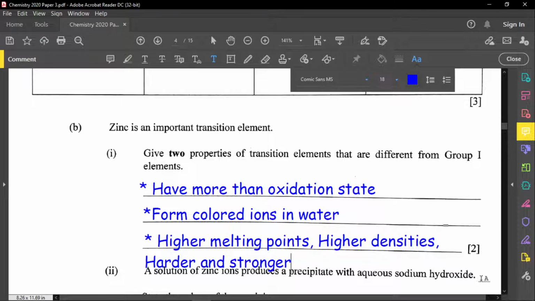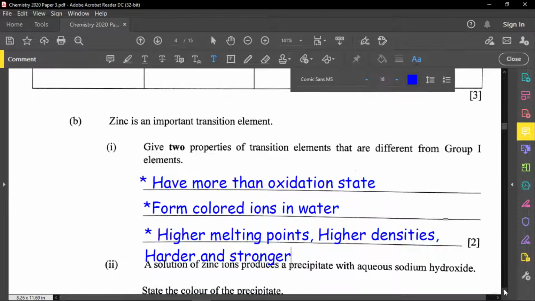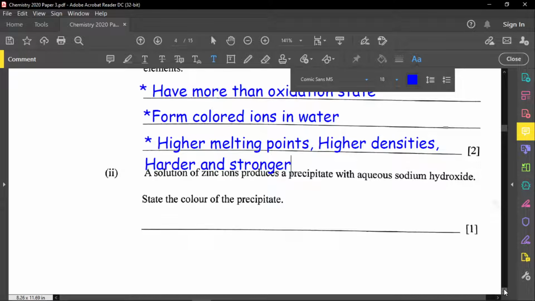Let's continue to part 2 of part B. A solution of zinc ions produces a precipitate with aqueous sodium hydroxide. State the color of the precipitate. Once zinc reacts with sodium hydroxide, the precipitate is going to be a white precipitate. So this will be white.